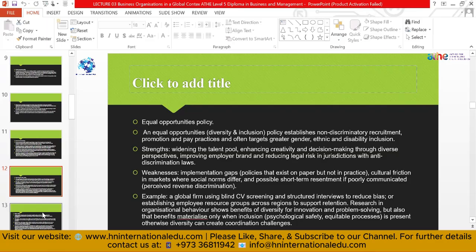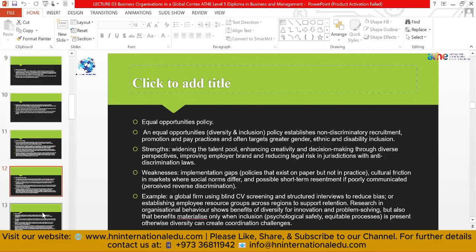Weaknesses: implementation gaps, that is, policies that exist on paper but not in practice. Yes, the economies are running like this. We are not following exactly the acts which were made when the countries came into existence. We are following it with the flow, just adjusting accordingly to what is going on. Cultural friction in markets where social norms differ, and possible short-term resentment if poorly communicated, perceived as reverse discrimination. And out of nowhere, when people have grudges, it can cause issues between both of the entities.